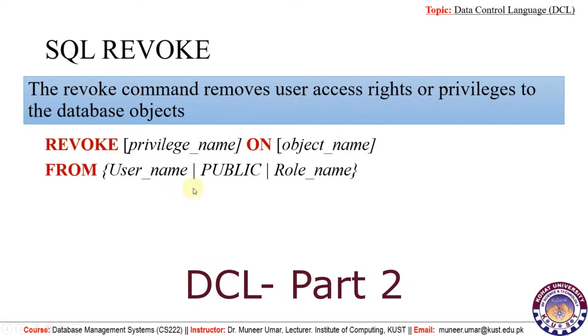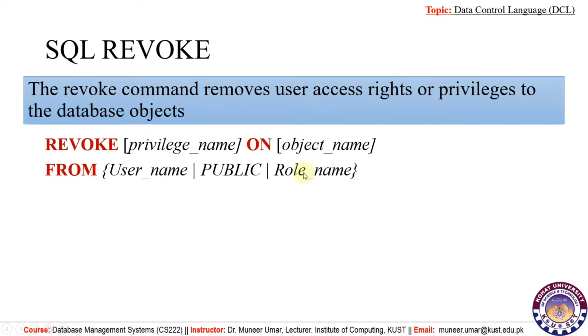Next DCL is revoke. Revoke is actually the inverse of grant. With the revoke command, we can remove user access rights or privileges to the database objects. The syntax for revoke is similar to grant.